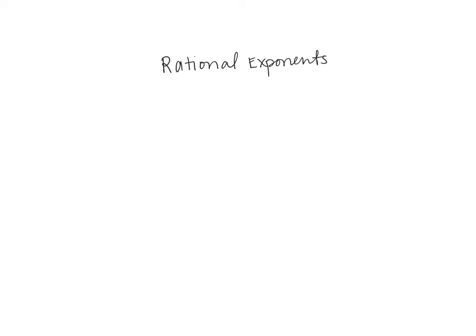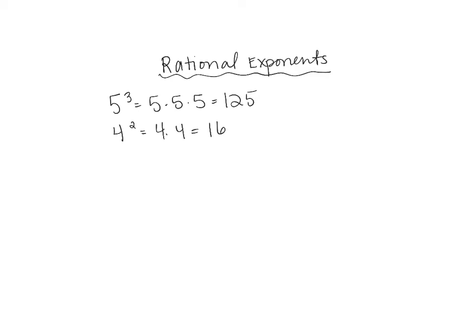Since we've been taking a look at exponents and also radicals, there's a relationship between fractional or rational exponents and the radicals. First off, if you want to remind yourself, if you have something like 5 to the third, that means 5 times 5 times 5 equals 125. And if we have something like 4 to the second power, that's 4 times 4, which is equal to 16.